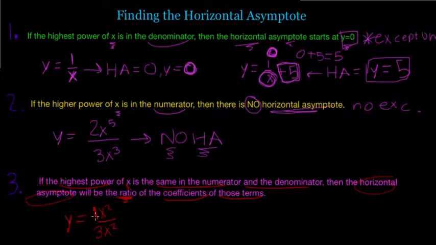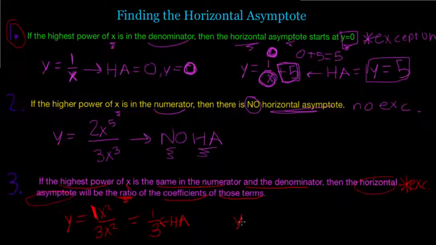So the coefficient for x squared is 1, and the coefficient for the x squared in the denominator is 3. So if we divide 1 by 3, that is going to be our horizontal asymptote. Now, in this rule, there is an exception, just like the first rule.